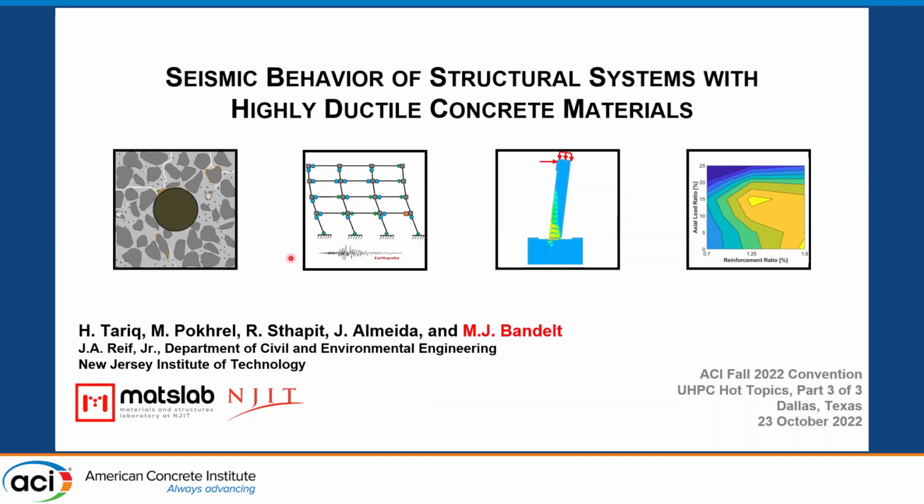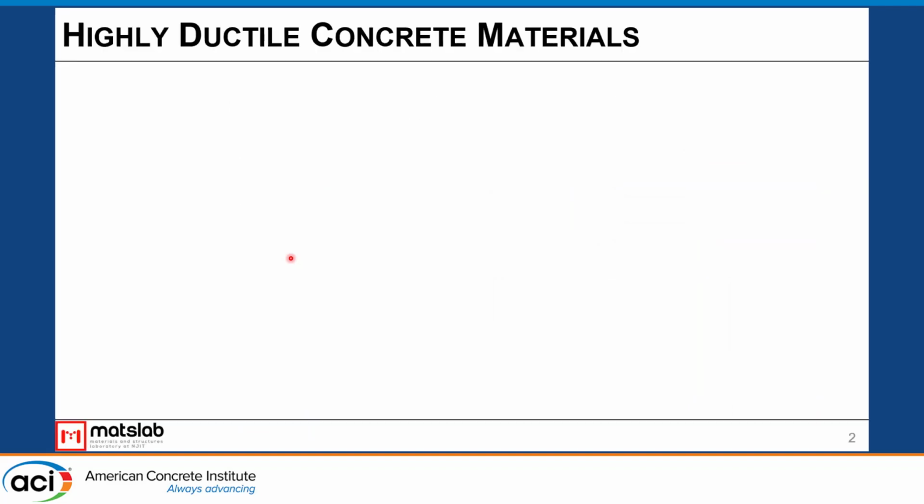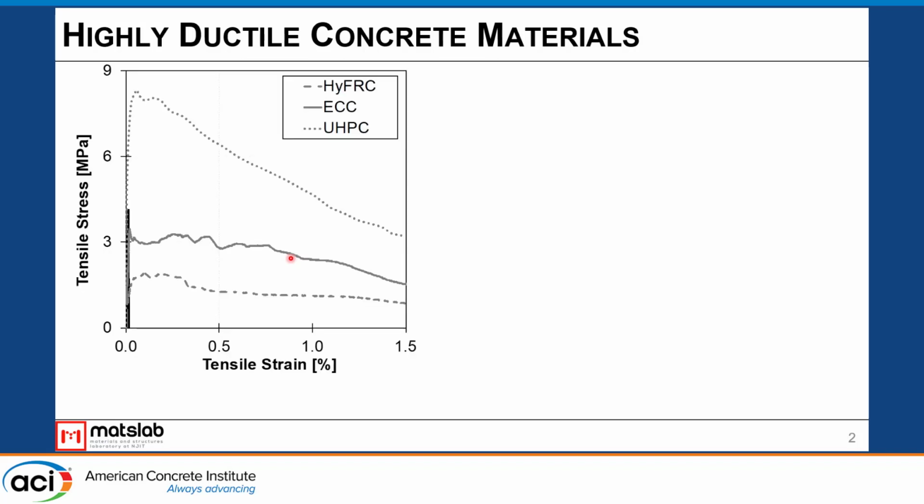Today I'll be talking about the seismic behavior of structural systems with highly ductile concrete materials. The first thing I'd like to point out is the overall mechanical behavior of these types of materials. We focused on UHPC in this presentation. One of the unique advantages of UHPC is that it has a very high tensile strength in addition to its compressive properties, and it has high strain capacity as well.